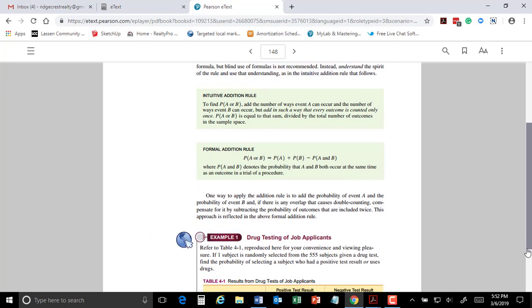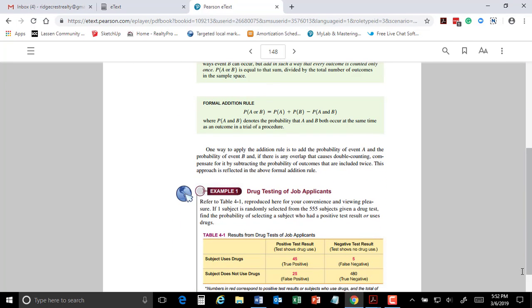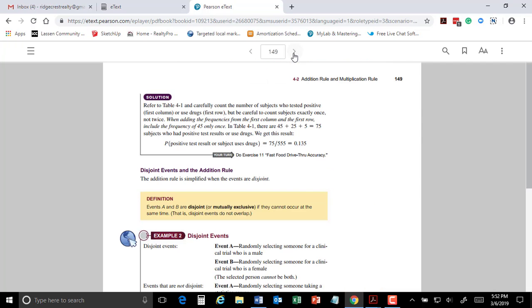That's the addition rule. Okay. When I drew that picture of the two events not overlapping, it's called disjoint or mutually exclusive because they're disconnected. Is that okay?